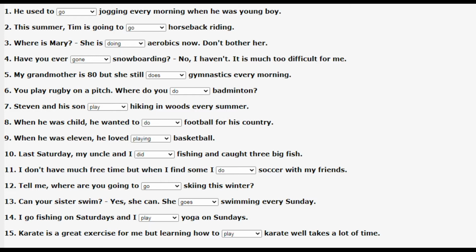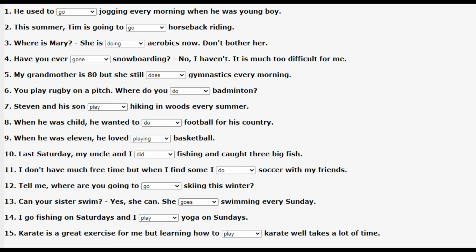In number 3, we have: where is Mary? She's doing aerobics now, she's playing aerobics now, or she's going aerobics now? She is doing aerobics now. Remember, do plus an exercise, an activity, right?